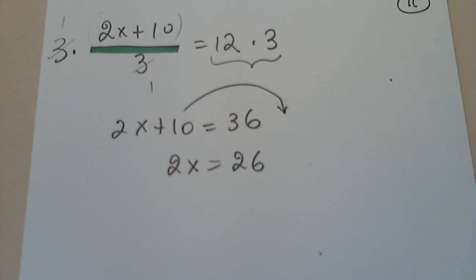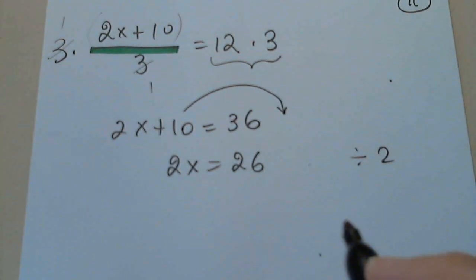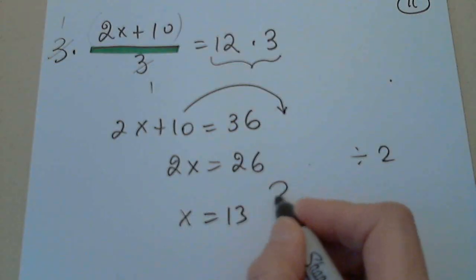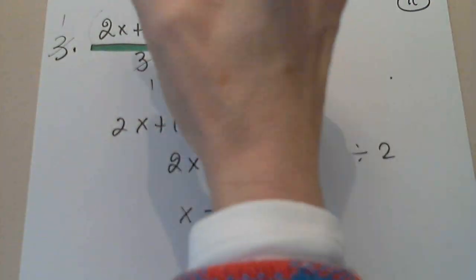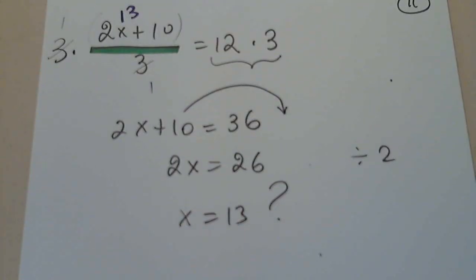So clean it up first to the fullest. And then the final step, yes, we have to divide both sides by 2 and x equals 13. Is it? I don't know. I have no clue. I have to go back to the original problem, replace x by 13.